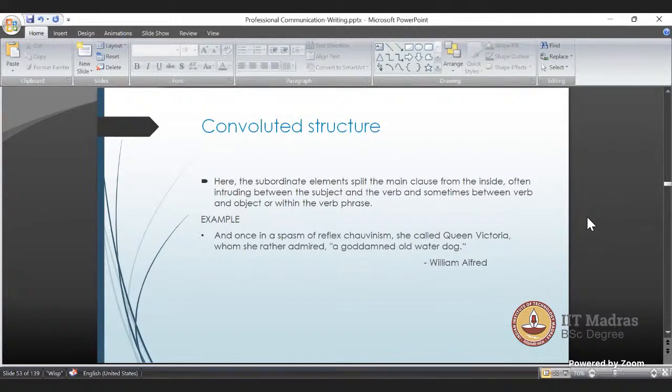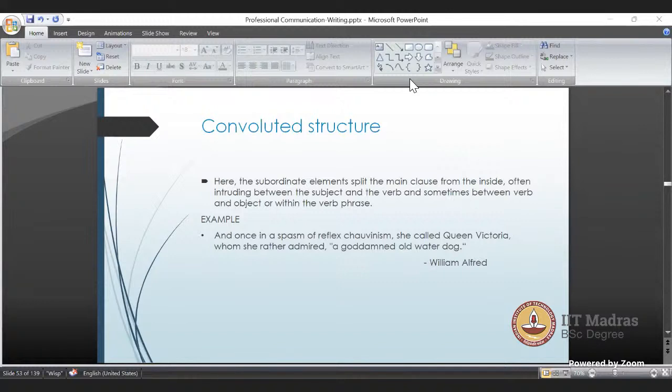"And once in a spasm of reflex chauvinism, she called Queen Victoria, whom she rather admired, a goddamned old water dog." Okay. Now, what is the main clause here? Can you tell me the main clause in this particular sentence you see on the screen? She rather admired... She called what? Queen Victoria a goddamned old water dog, right? That becomes your main clause here.